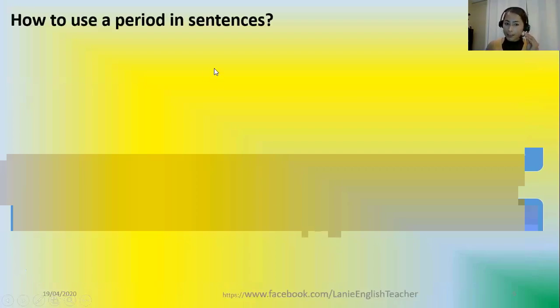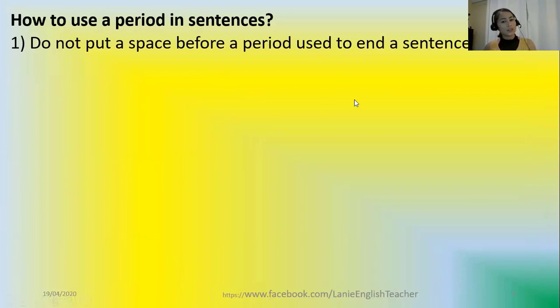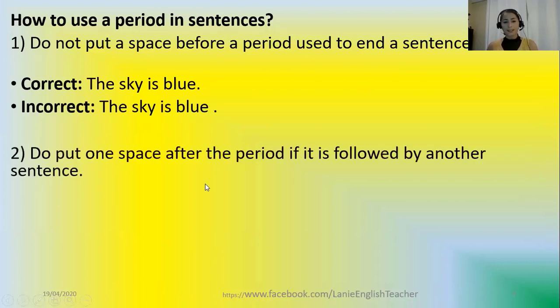How to use a period in sentences? So that's going to be your question. So first, do not put a space before a period used to end a sentence. So this is the correct way of writing a sentence using a period. The sky is blue. So there is no space before a period. And this one is an incorrect way of using a period. As you have noticed, there is a space before the period. So this is an incorrect way of writing or using a period in a sentence.